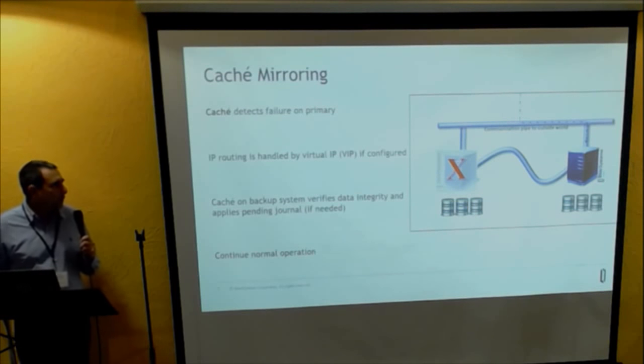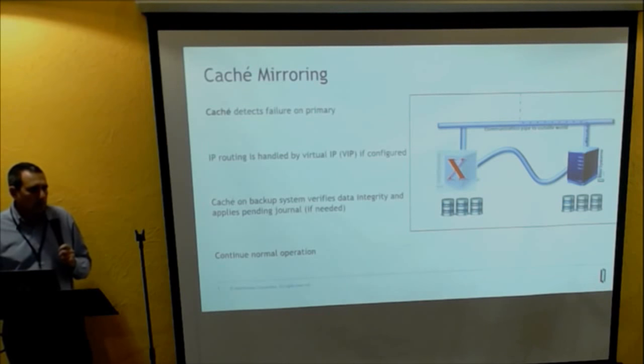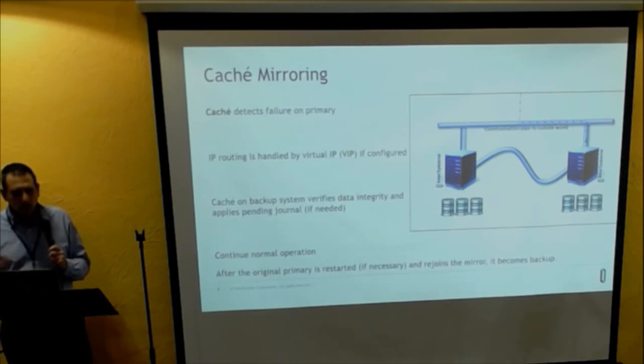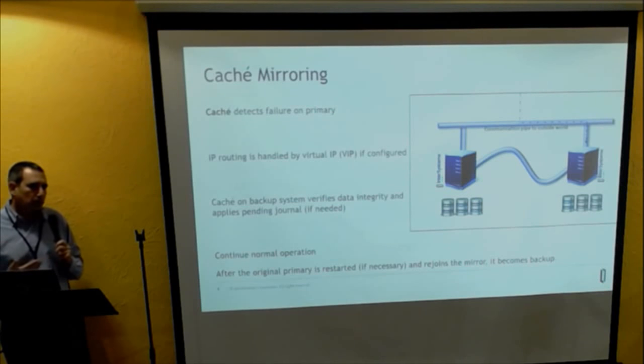From that point on, users coming from the outside, any application server, just continue normal operation. There's no reconfiguration that needs to be done. At this point, usually the administrator will get a notification of that failure, come in, check the previously primary server, the server on the left-hand side, and try to fix, or hopefully fix, that problem, turn cache back up. And at this point, these two servers change roles.